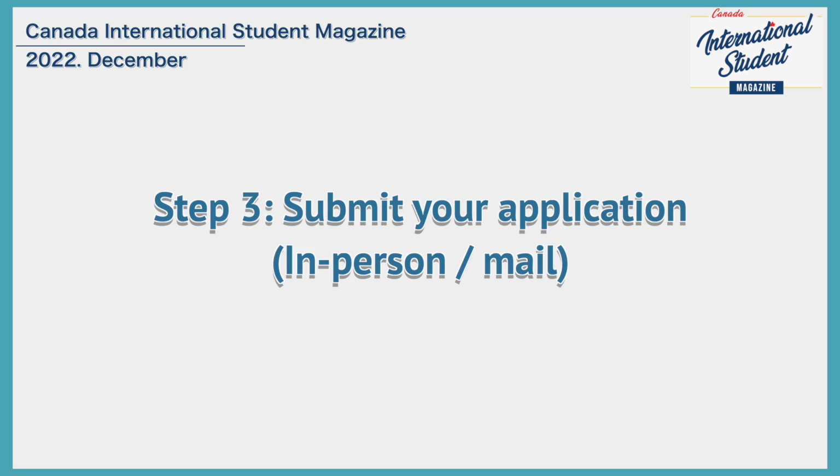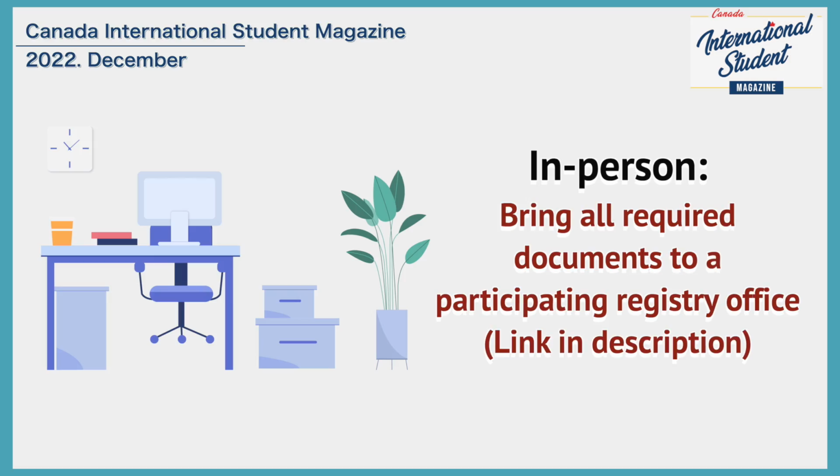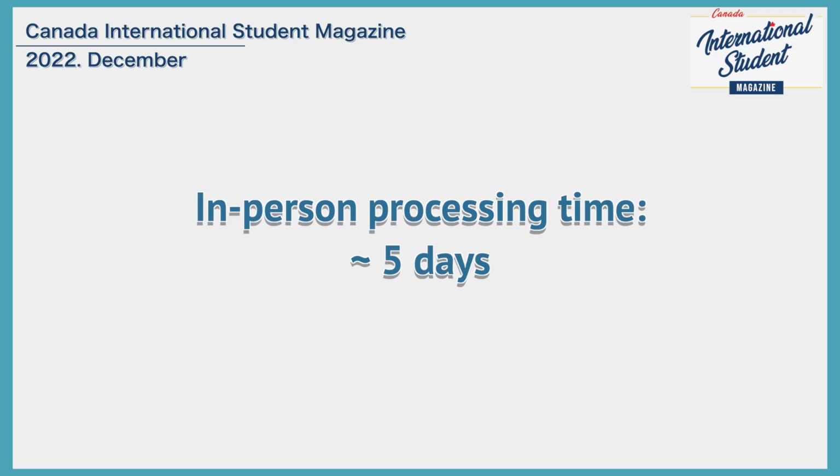Finally, step 3. After you have all the required documents, you can apply either in person or by mail. If you are applying in person, remember to bring the completed application form and your original documents to a participating registry office. We will include a link to the office locations in the description. Processing times can take up to 5 days if you submit in person.